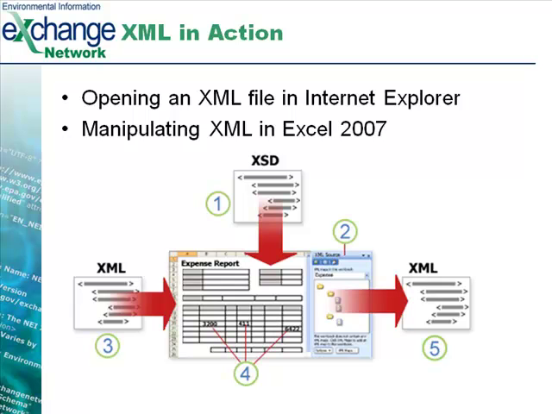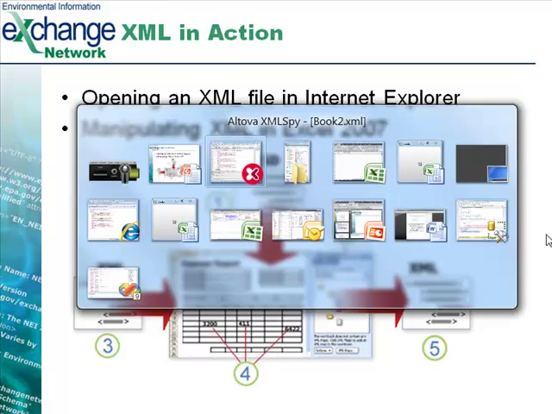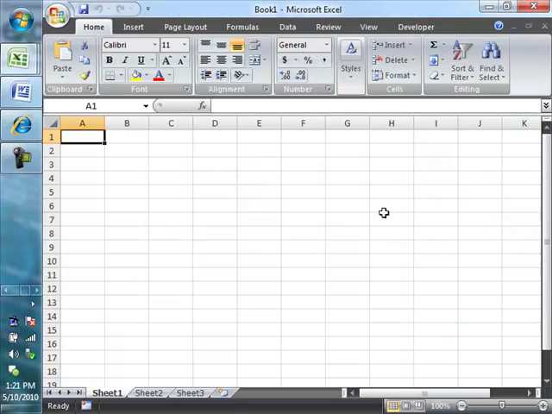For example, you may want to create an expense report template that is used by staff to fill out expense reports. They can then save the file as XML, and then it can be processed by an application to load that into the main expense tracking database for your company or agency. So to do that, we'll go ahead and jump back into Excel. We'll show you a little bit about how this works.